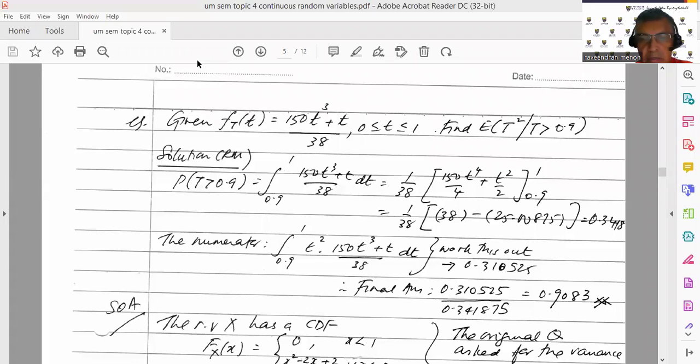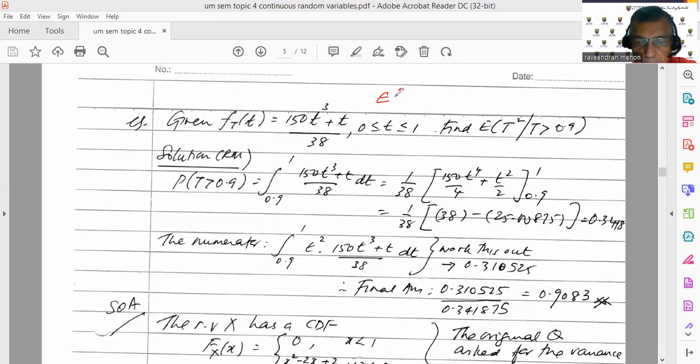Let's look at an example involving conditional expectations, the idea that we just spoke about. We are given f of t is 150t cubed plus t over 38 for values of t between 0 and 1. That's the density function you're given for the random variable t. And you're asked to find the expected value.